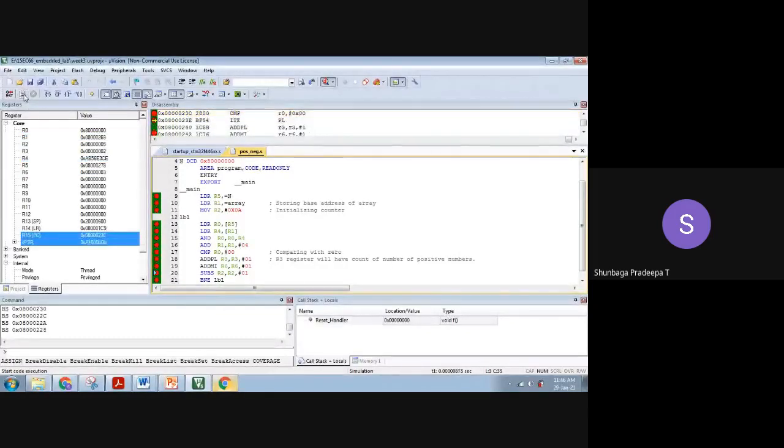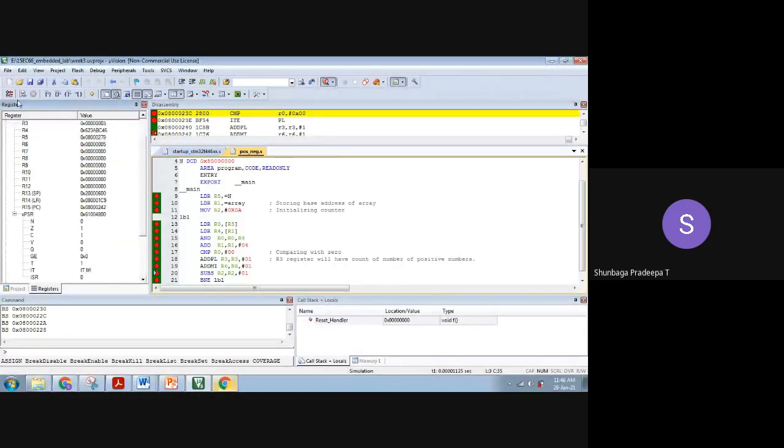Okay. So 4 more data are left. In parallel, you can see the flags also getting updated. The zero flag will be set for a positive number and the zero flag will not be set for a negative number.